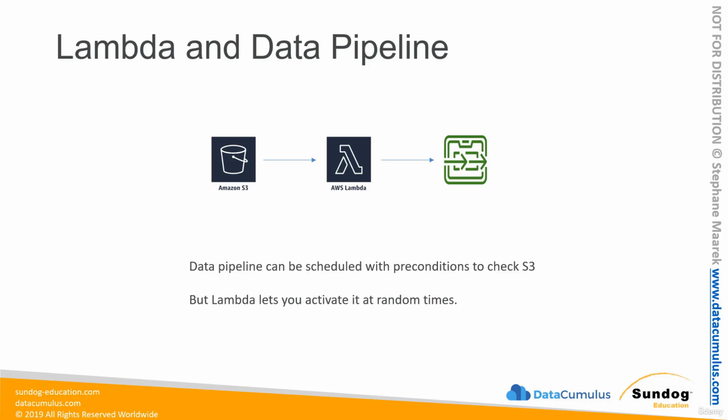The way this would work is, again, you'd have S3 send off a trigger to Lambda when new data is received. Lambda would then turn around and kick off that data pipeline once that data comes in. So in that way, you can process the data as soon as it's received instead of on some regular schedule that you've defined ahead of time.